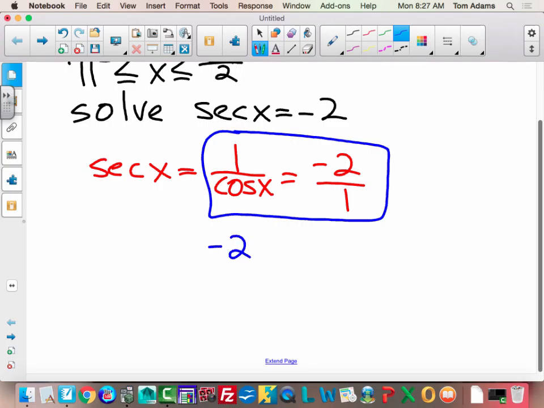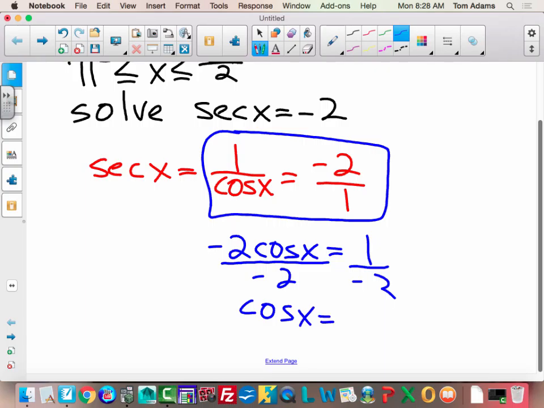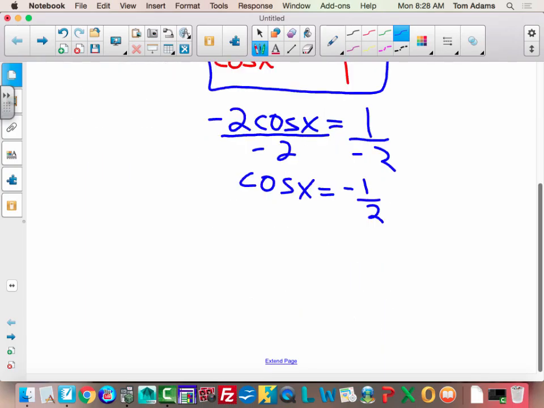So if I cross multiply, I get 2 cosine of x, which is equal to 1 times 1, which is 1. Now I'm gonna divide both sides by -2, and I get cosine of x is equal to -1 over 2. Now I think we can use the unit circle to get this value.